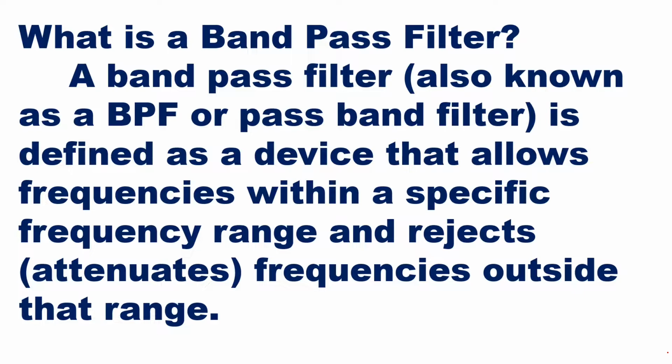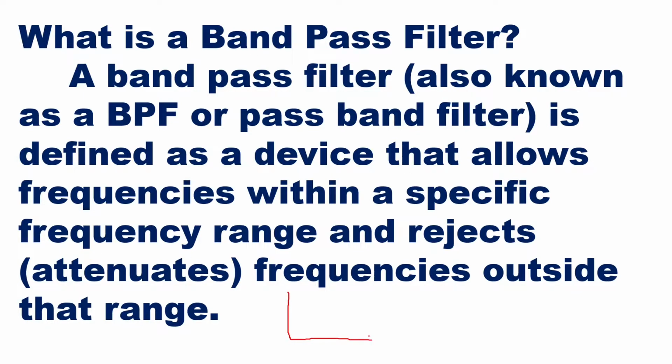Now, a band pass filter, even if you build it with the help of RC circuits, is a filter, also known as BPF or pass band filter. It is defined as a device or circuit that allows frequencies within a specific frequency range, and rejects, stops or attenuates the frequencies outside that range. So we will have two cutoff frequencies here. One will be named FL and the other will be named FH. The frequencies between FL and FH will be passed, and the frequencies below FL and above FH will be stopped. That is what we have to show here as far as the definition is concerned.